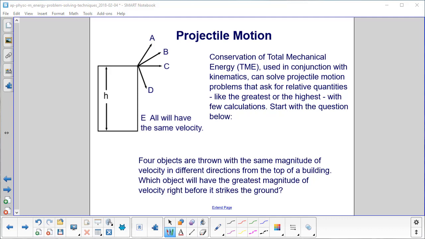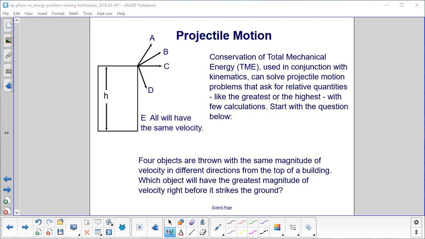We'll now do a few projectile motion problems without numbers, and we want to see if your physics intuition will help here. And we're also going to back it up by going back to the equations we use to give us exact numbers. So we're going to use conservation of total mechanical energy and kinematics.